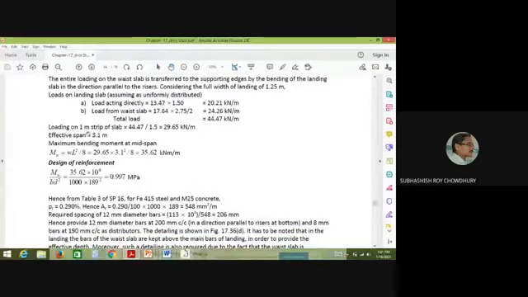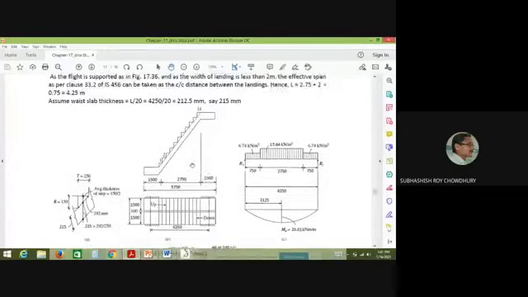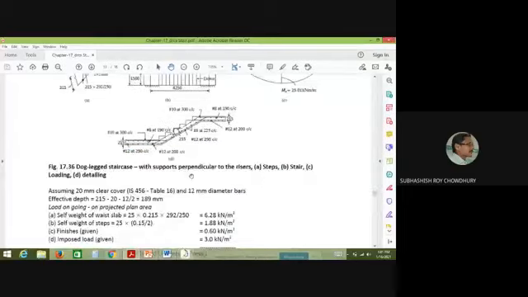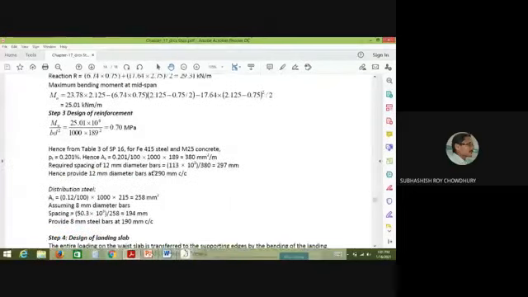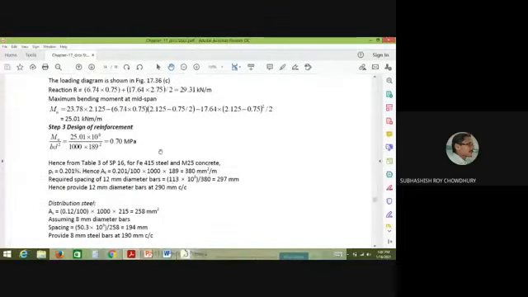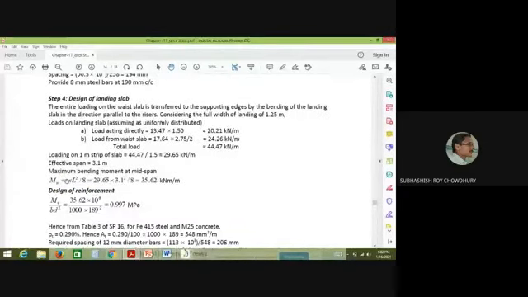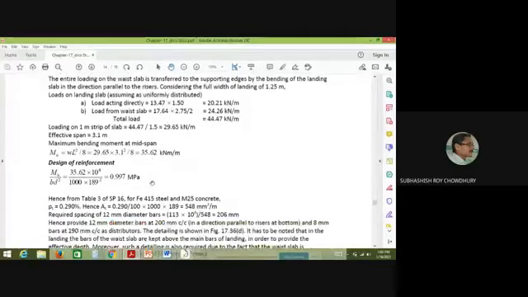This is the loading. And the effective span is 3.1 meter. Why 3.1 meter? 1.5 and 1.5, and there is a 100 millimeter gap. This is 3.1 meter. Okay, this is 3.1 meter. So you are getting the maximum moment. So moment is WL square by 8. So this is the total moment. Then Mu by bd square, you are getting the steel.